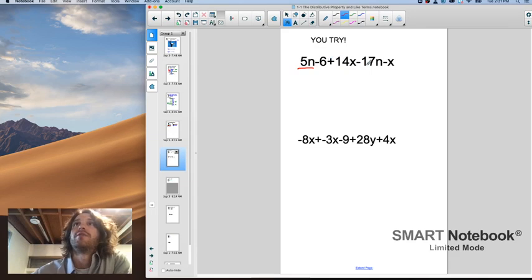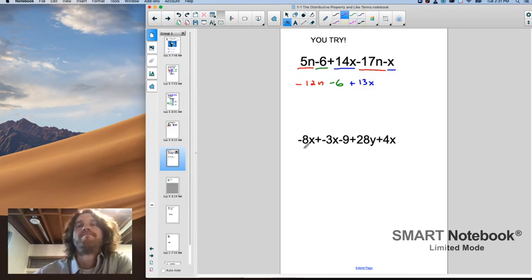5n, go through for n's. And there, 5 minus 17 is going to be negative 12n. Okay, negative 6 is a constant. There are no other constants, so that one comes down. 14x and negative x will be plus 13x. Fantastic. All right, so that looks good to me. There's our answer.